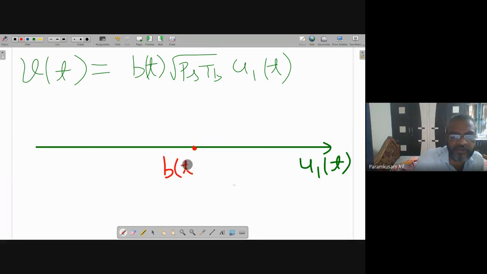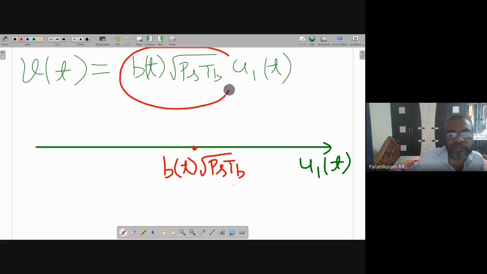b of t into root over ts tb. అంతే కదా. u1 of t కి ముందు యాంప్లిట్యూడ్ ఎంత ఉన్నది? b of t into root over ts tb అది అవుతుంది. బట్ వాట్ ఈస్ ద b of t వాల్యూ?